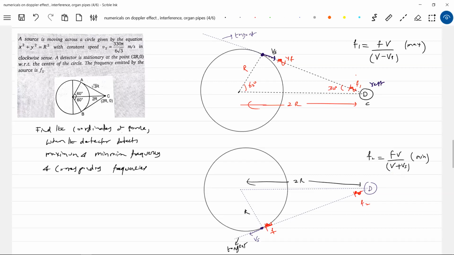Sir, what about if the source is here? If the source is here, check it. Only when this is the maximum possible thing, this is the minimum possible thing. So we know the speed of sound, we know the frequency. The speed of the source is given.